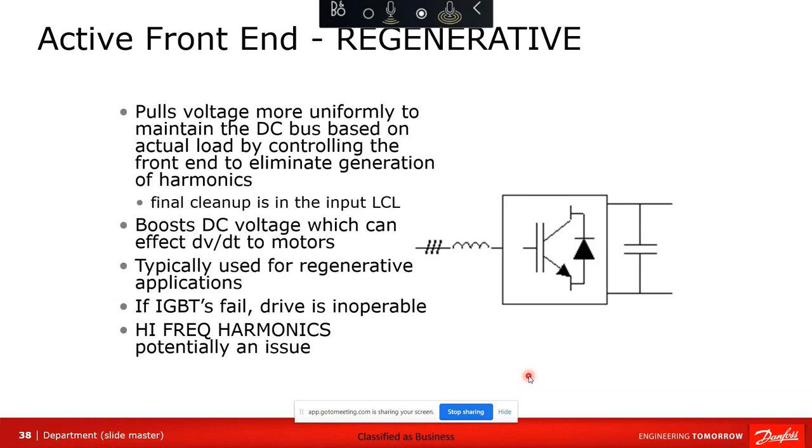There are a couple things to consider. It boosts DC bus voltage, because remember in the beginning when we said that diode only opens when the voltage in that phase is higher than the DC circuit. In order for the energy to go back out onto the grid, the energy in the DC bus circuit has to be higher than the incoming energy. So I've got to have this up fairly high. And that can have some effect on output dV/dt and voltage spikes to the motor. Some, not all, but some. If the IGBTs fail, you lose the whole drive.